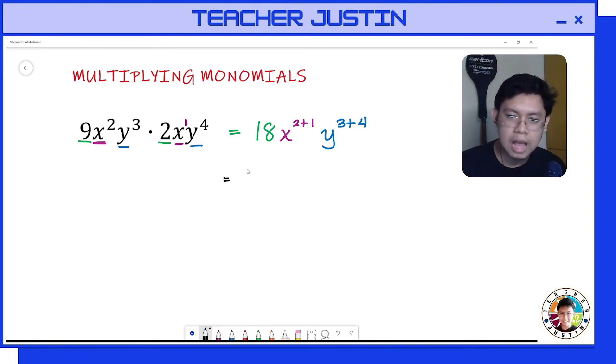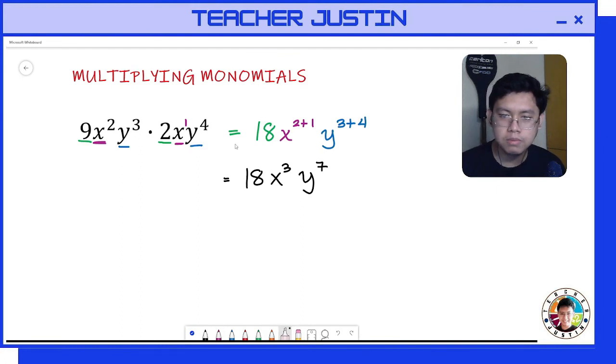So we will have 18. x raised to 2 plus 1, that will be 3. Then y raised to 3 plus 4, that will be 7. Our product will be 18 x raised to 3, y raised to 7. Ta-da! Alright. And that is it.